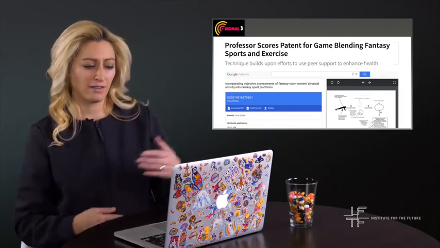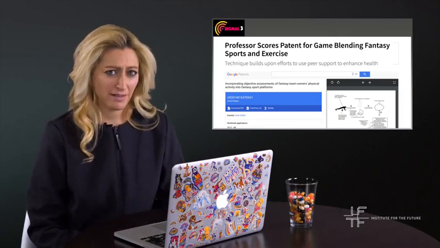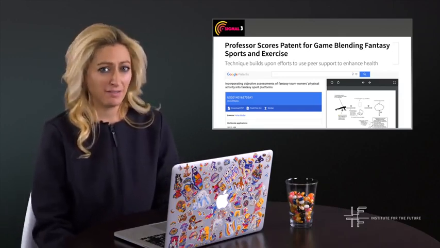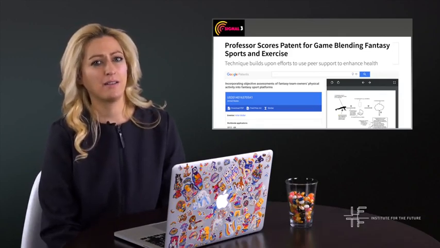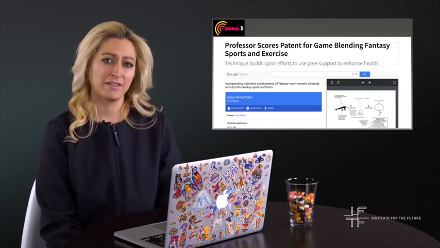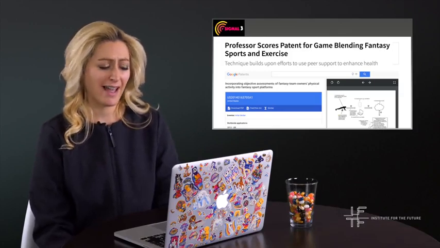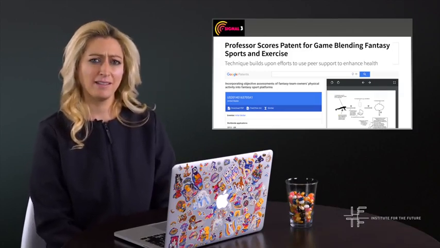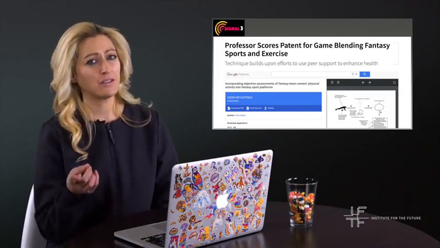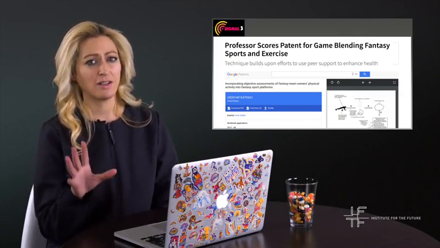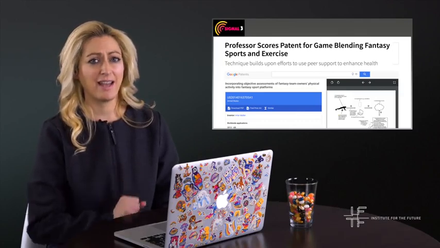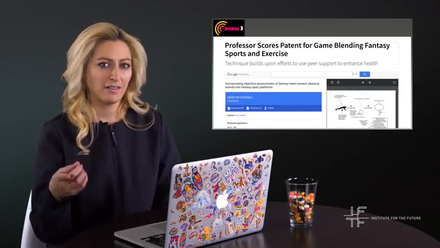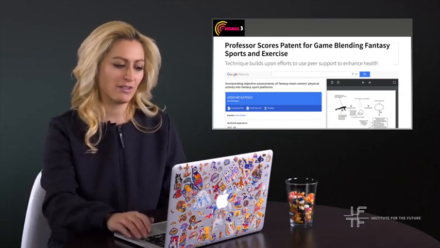Fast forward a few years, a professor actually just filed for a patent and received it for combining fantasy sports and physical exercise. A professor at the Illinois Institute of Technology filed for this patent, and patents are a great place to look for signals anytime somebody is trying to lock in an idea that they had so they can profit from it in the future. That is a good signal that they may be building or making something interesting.